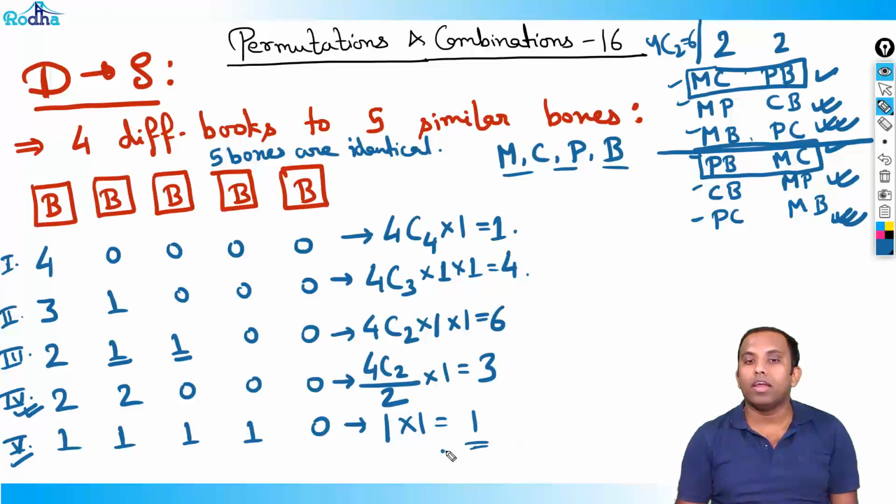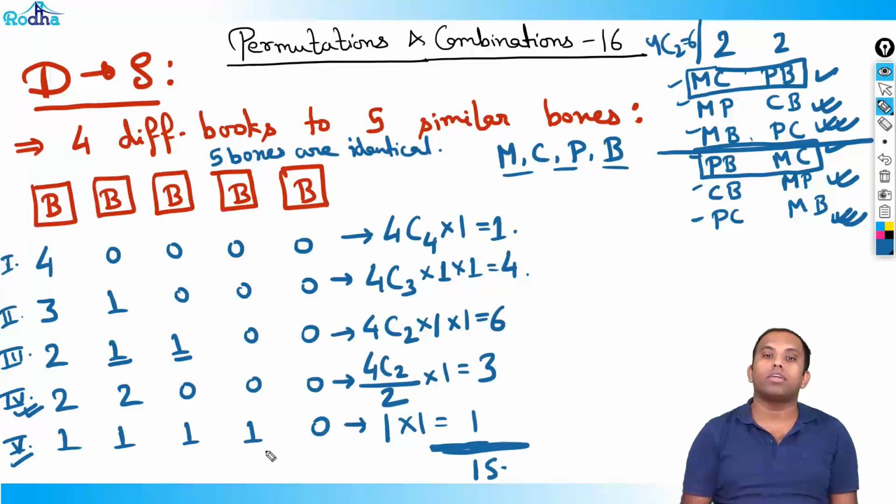Right, so what is the answer here? The answer for this question is 15. Right, this is the way to solve this case of different to similar.